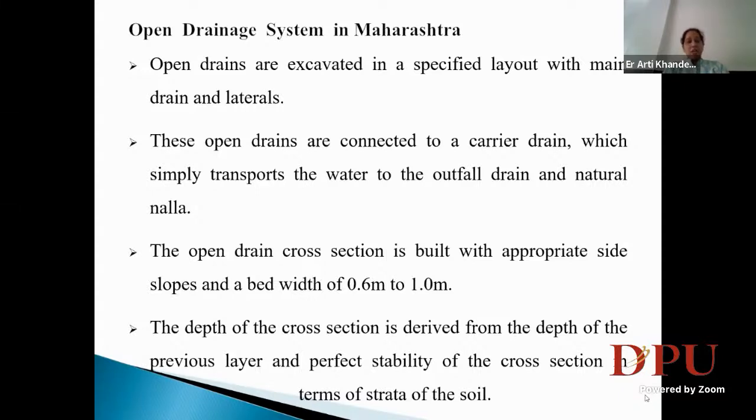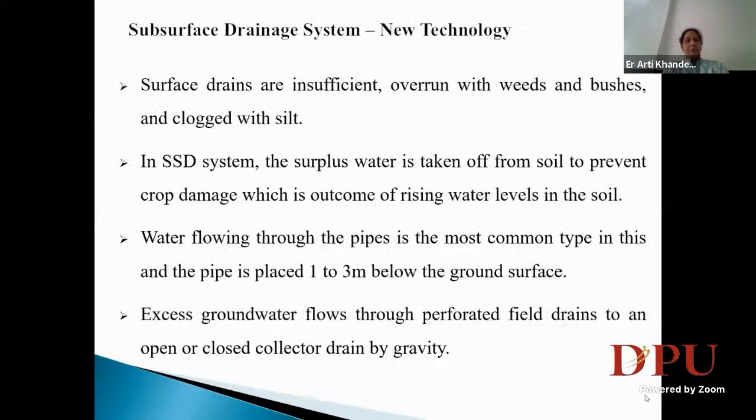The open drain is built with appropriate side slopes and bed width, that is, the dimensions of the cross section. The depth of the cross section is derived from the depth of the previous layer, and the stability of the cross section in terms of the strata of the soil.